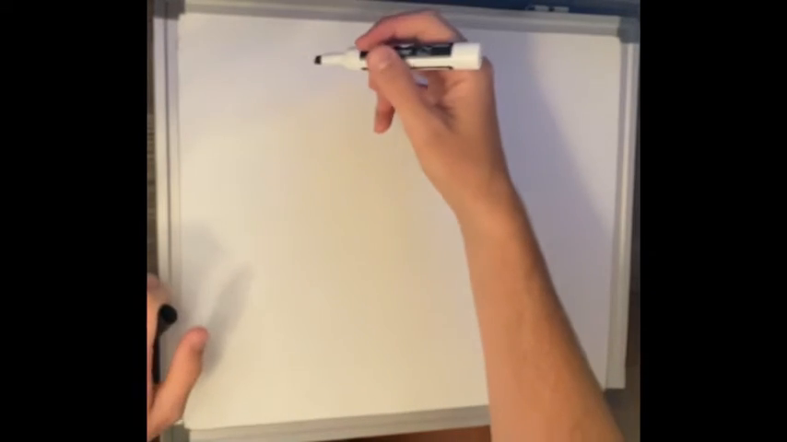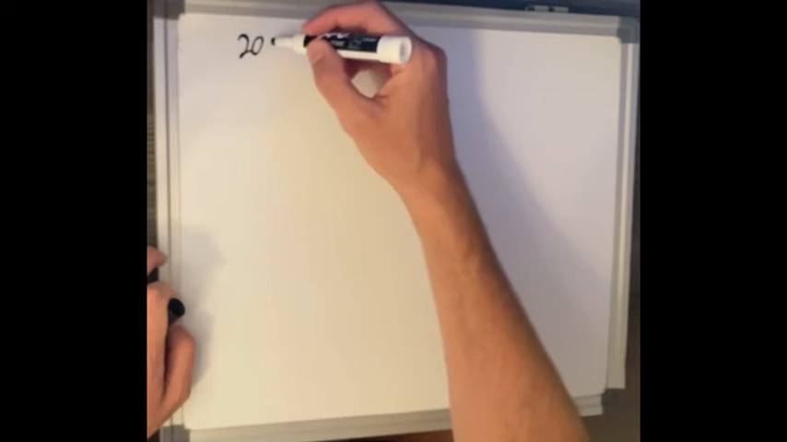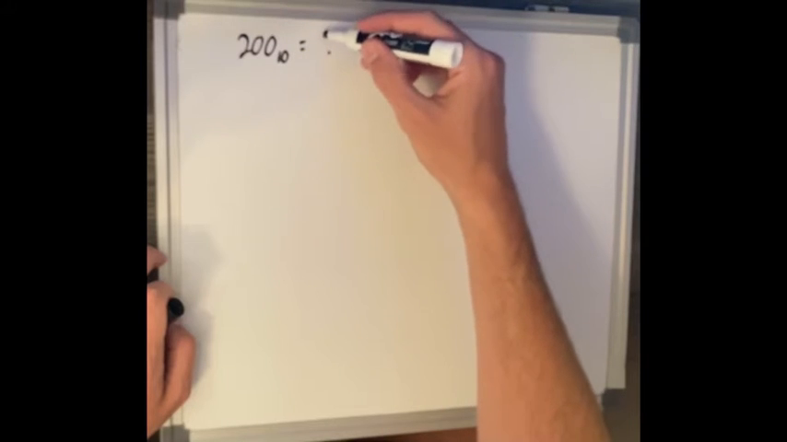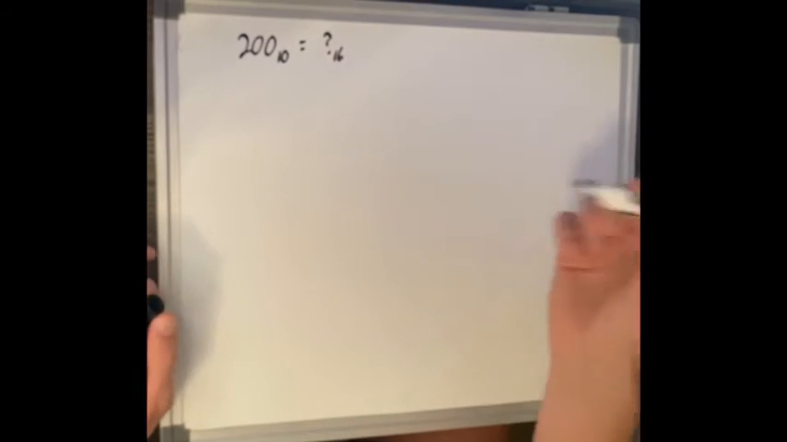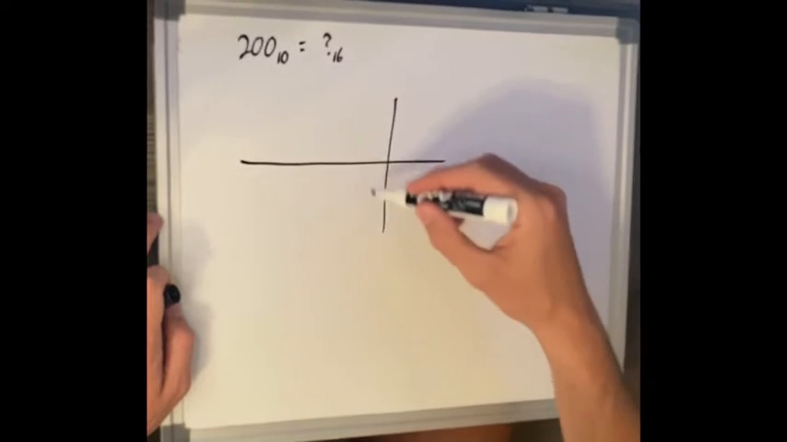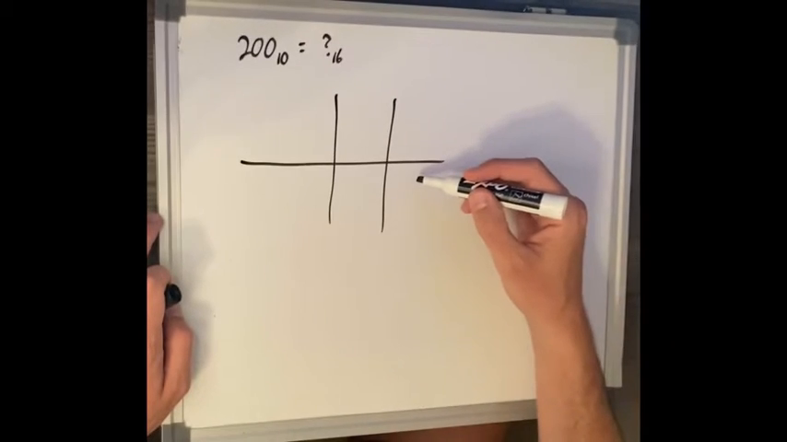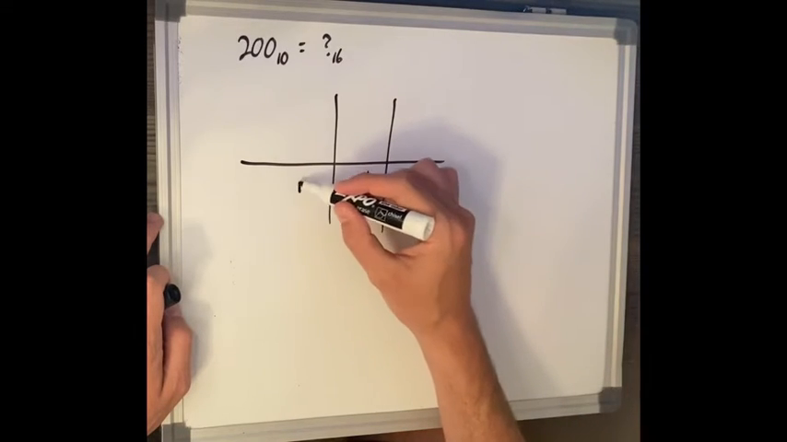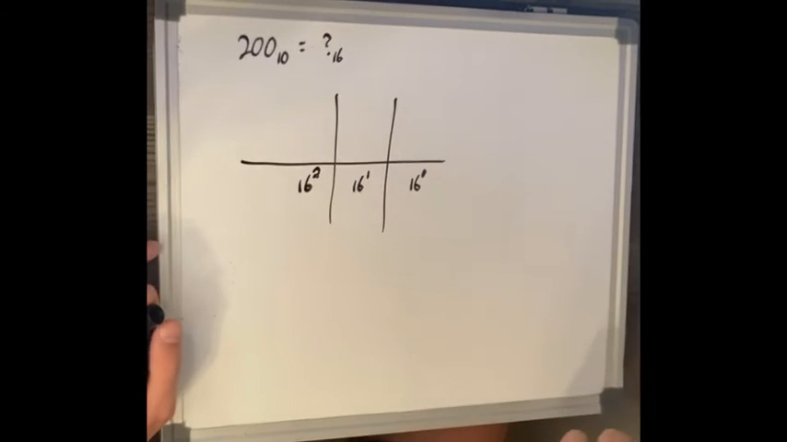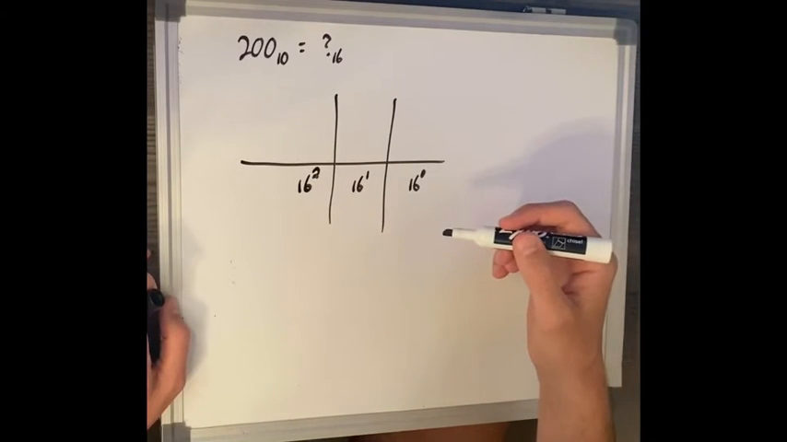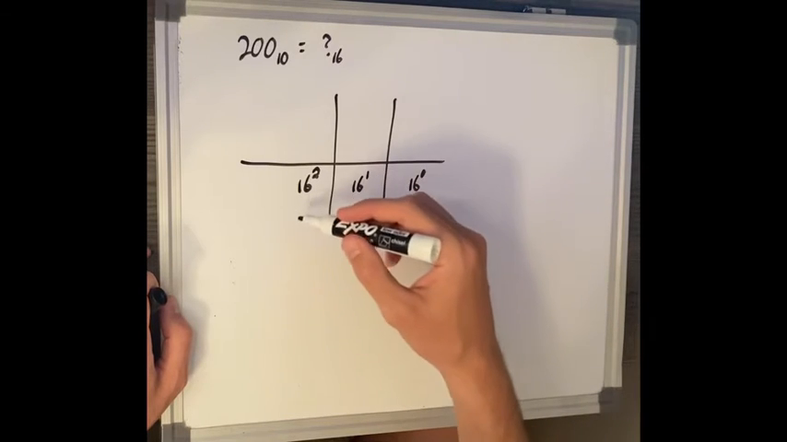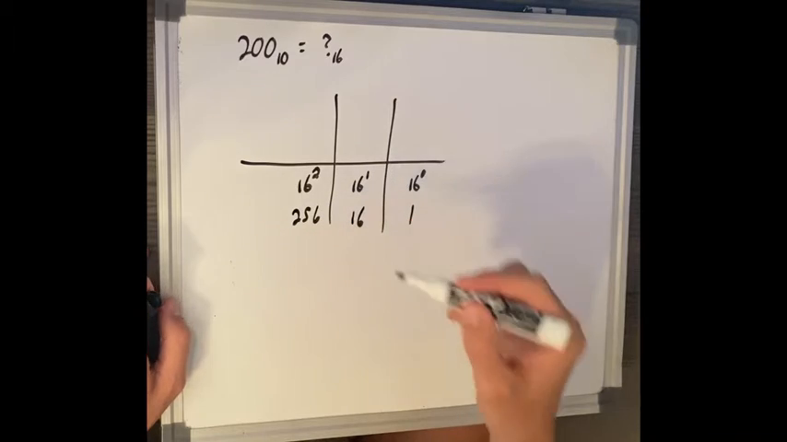So let's just start with a simple one. We're going to go 200 base 10. We want to know, what does that equal in base 16? So again, we're going to draw it out. This time we're going to do 16 to the 0, 16 to the 1, 16 squared. And I can tell you, we're not going to go past 16 squared. So 16 to the 0 is 1, 16 to the 1 is 16, 16 squared is 256.